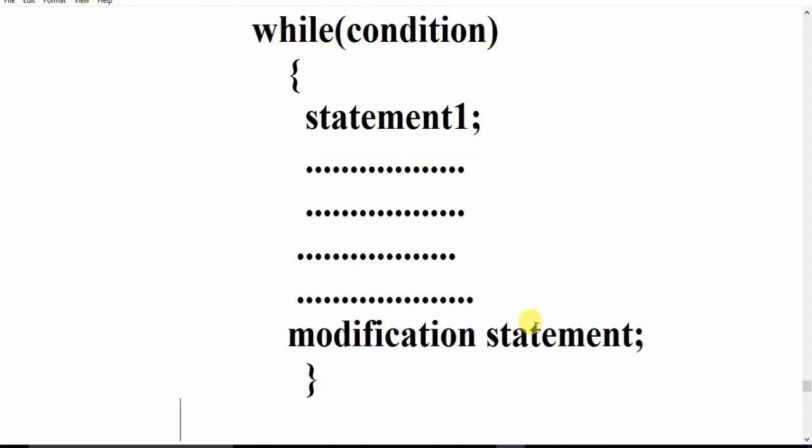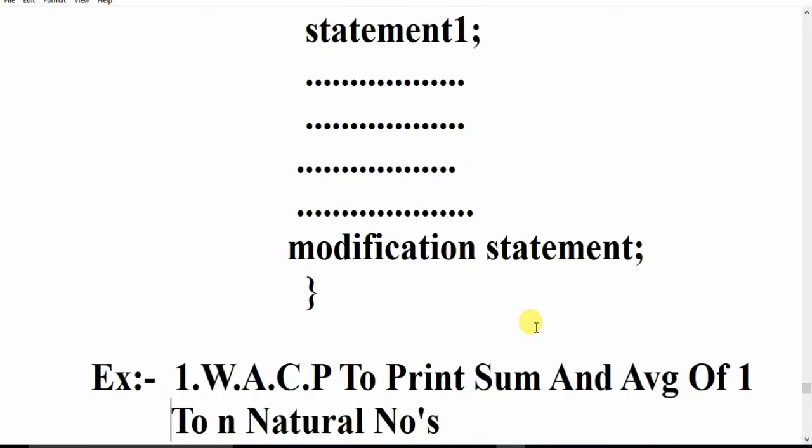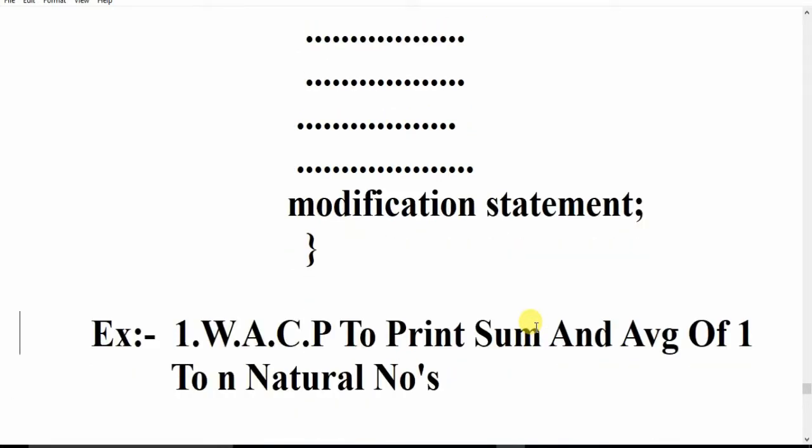So do while is used for one or more times, but while is used for zero or more times. Do while is for one or more times, while is used whenever we require to repeat zero or more times. That should be remembered. Now we'll come to some examples using the while loop.